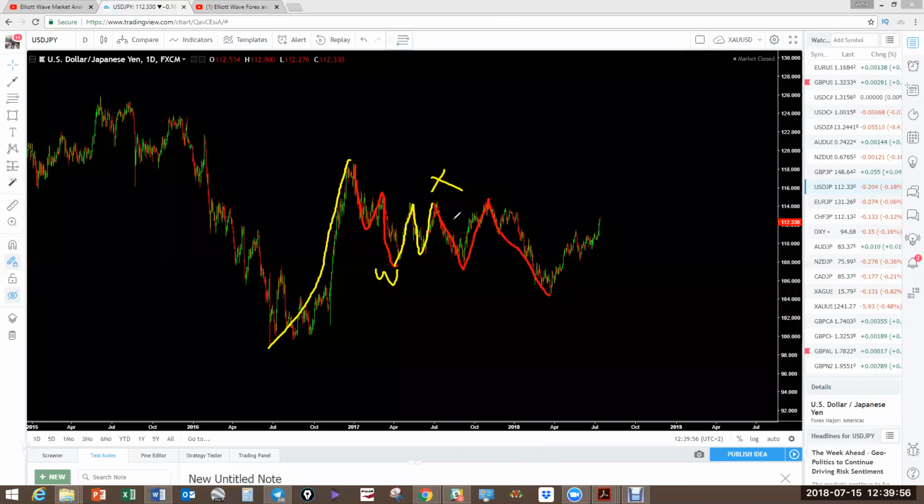Okay, so what do you have here? You've got 3 waves there. 1, 2, 3. You got 3 waves there. 1, 2, 3. You've got 1, 2, 3, 4, and a 5 that ends with a diagonal. That is a textbook expanding flat. So you've got a zigzag here in combination with an expanding flat.